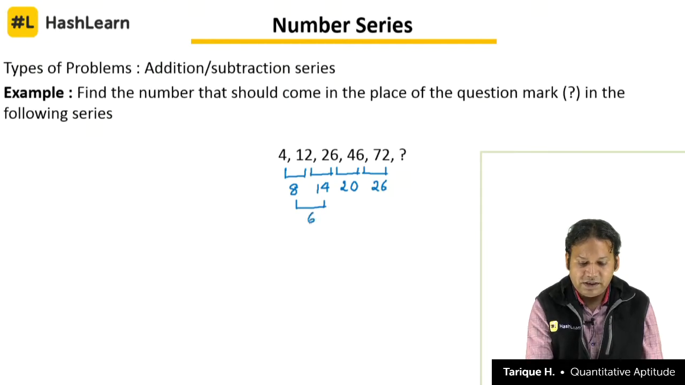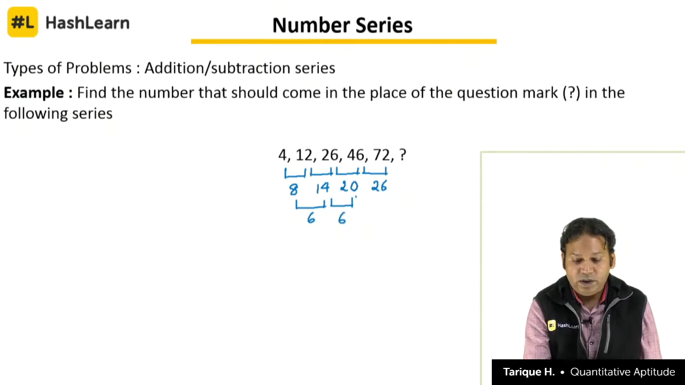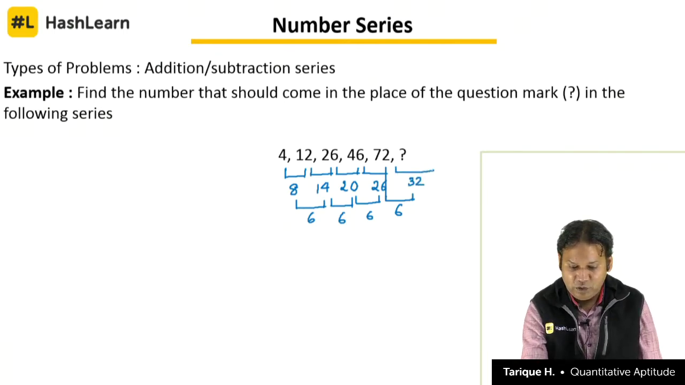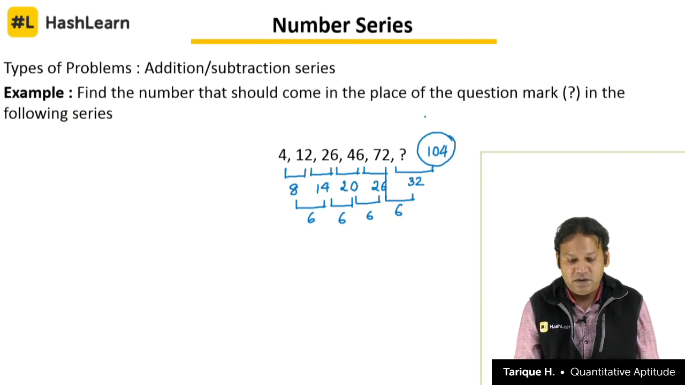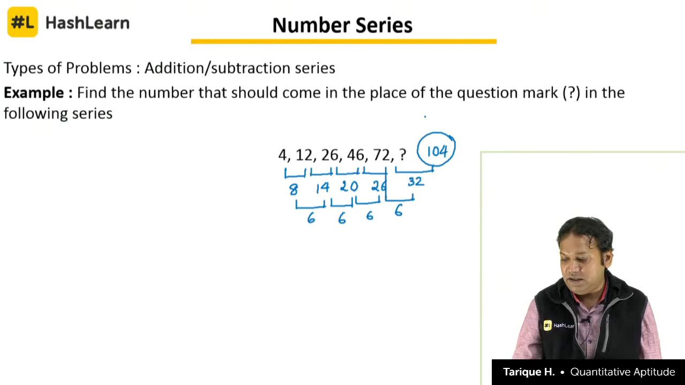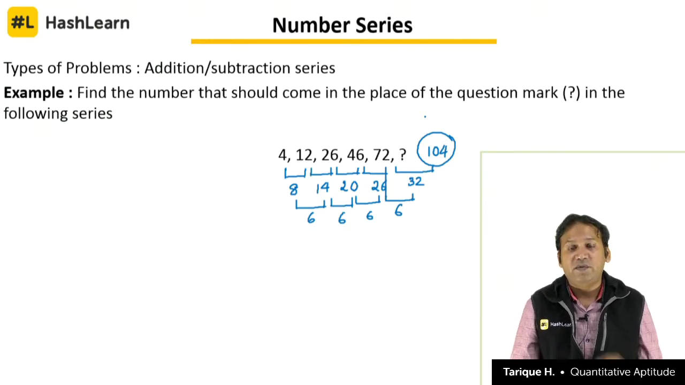8 and 14 difference is 6, 14 and 20 difference is 6, and 20 and 26 also the difference is 6. That means the next difference will be 6. 26 and 6, the number will be equal to 32, and 72 plus 32 will be equal to 104. So what number should come in the place of the question mark? Answer is 104. Correct.